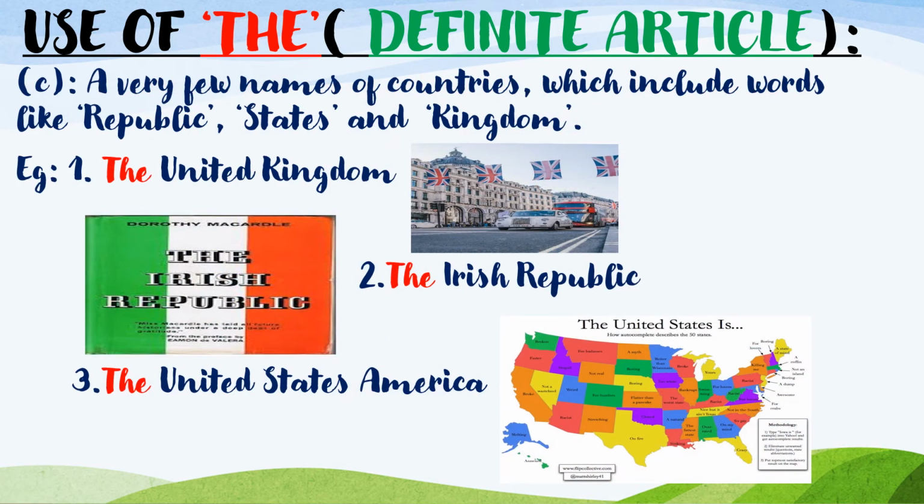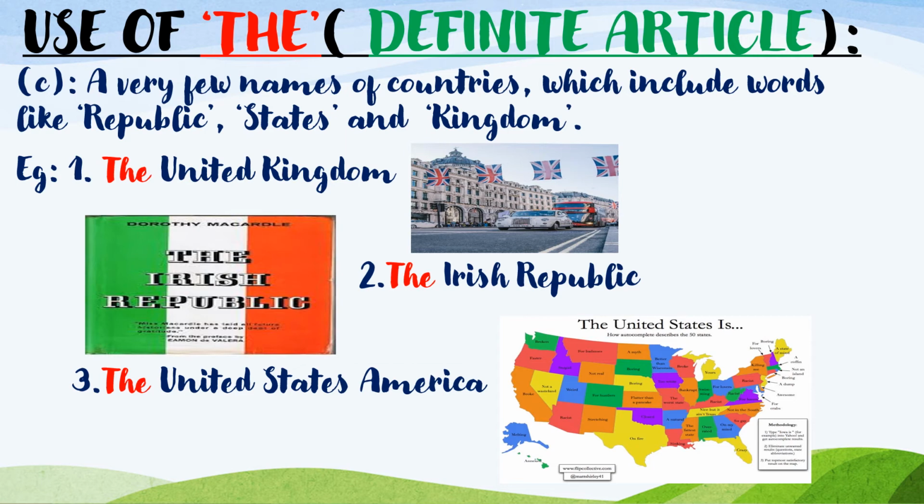And most importantly, above and beyond all the other considerations, you need to take this point into consideration now. The article the is used before a very few names of countries, which include words like republic, states, and kingdom. For example, the United Kingdom. In this country name you have seen the word kingdom, so that's why we need to use the article the. And the Irish Republic. You have seen the word republic, so that's why we use article the.